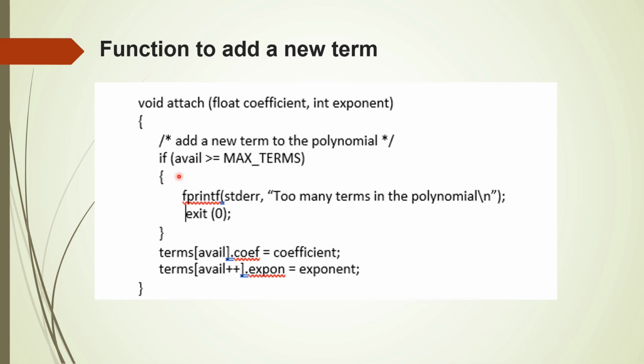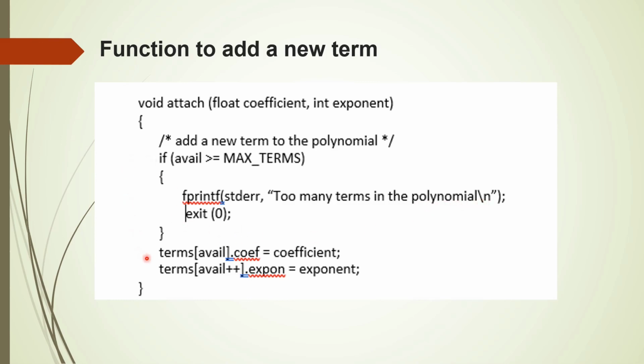Anyhow, we have already stored the given polynomial A and given polynomial B. We are adding the terms of polynomial A and polynomial B to a resultant polynomial. Even after adding the terms to the resultant polynomial, it should not cross 100 terms. So if avail is greater than MAX_TERMS, by that time you have to print an error message to the file stderr. F stands for file. fprintf means you are printing a message to a file. Which file? The stderr file. Too many terms in the polynomial, and then the program will be terminated.